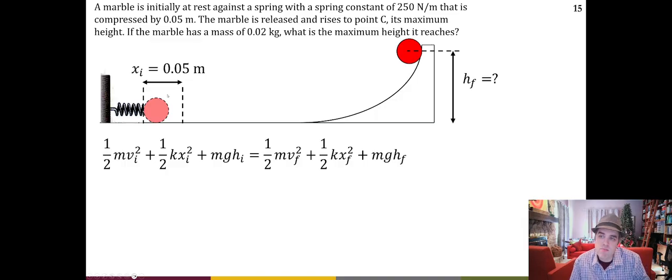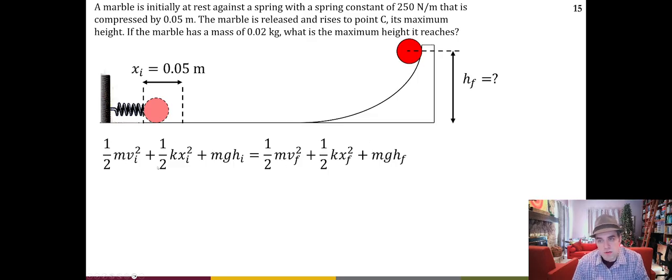So here I have this marble that I'm going to compress on a spring. I'm going to compress the marble 0.05 meters, and then I'm going to release it from rest. The marble is going to be pushed by the spring. It's going to roll up to some point here before it rolls back down. My question is, how high does it roll up to? We can solve this with conservation of energy.